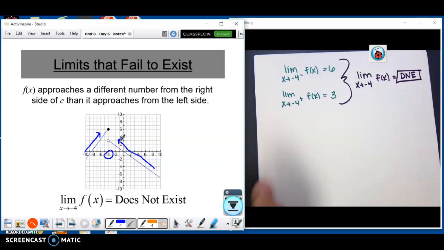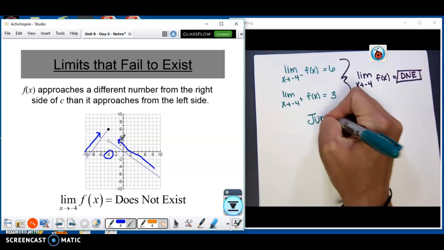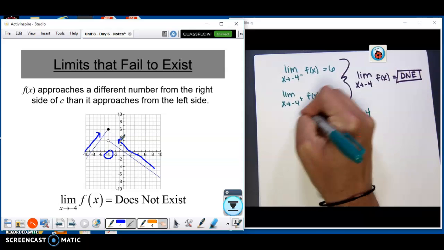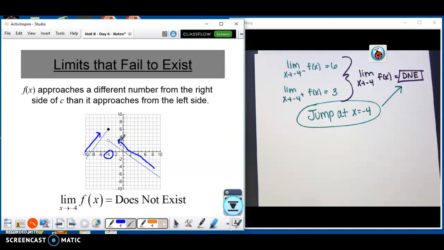So what's going on in this graph here? Because we have a jump in the graph, and you have to make sure it's at that x value, but because we have a jump at the x value of -4, that's what makes this limit not exist, okay? If we would have just had a hole, it would have been fine, or if the graph would have been continuous, it would have been fine. But because we have that jump in the graph there, it's going to make it not exist.